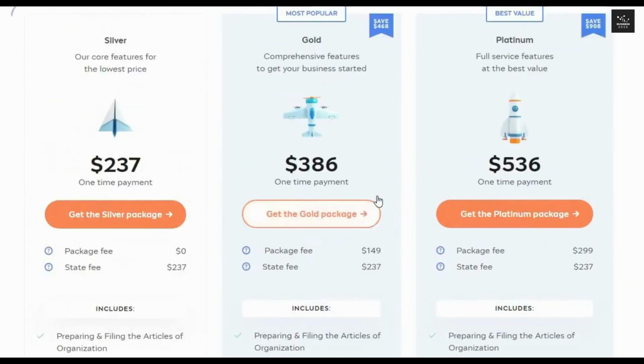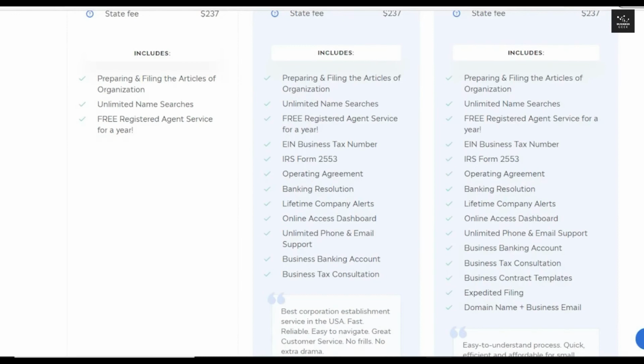With the Incfile Gold package, you won't have to scribble notes of these reports because Incfile will handle the whole process for you. Your Platinum package also has these services in the bag with the unique addition of expedited filing, getting a domain name, and a business email, which essentially increases your LLC's credibility.